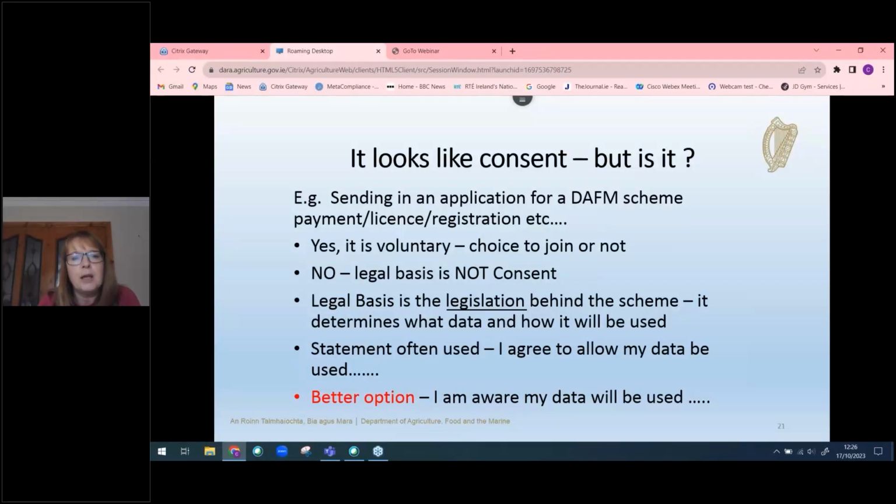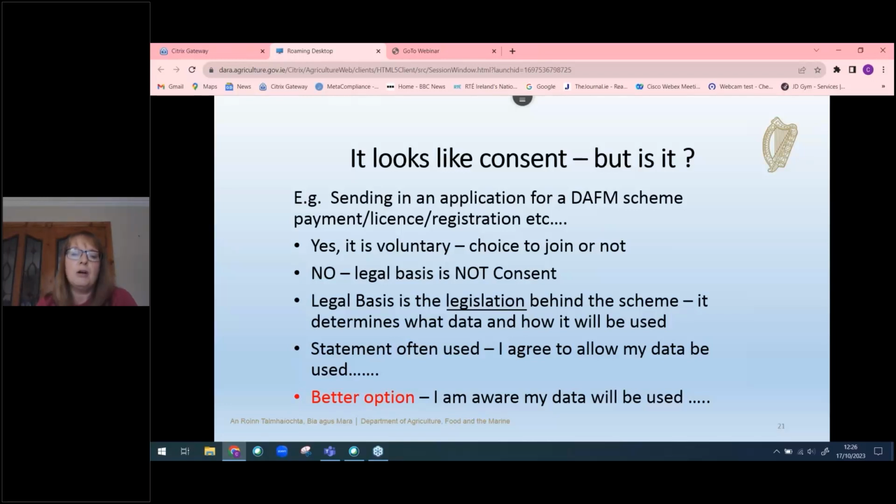So if a customer is sending in an application for a department scheme, for example, for a payment or a license or to be registered, they are doing so voluntarily. Yes, it's a choice whether they actually do this or not. But consent is not the legal basis for processing their personal data. The department is still operating under legislation to put that scheme in place and to offer this to the customers. So the legal basis in that case will be the legal obligation, which is based in legislation.